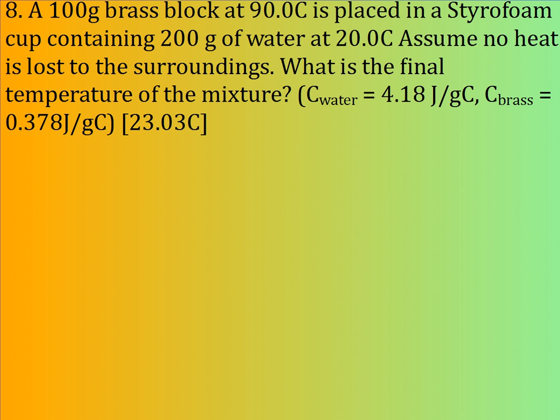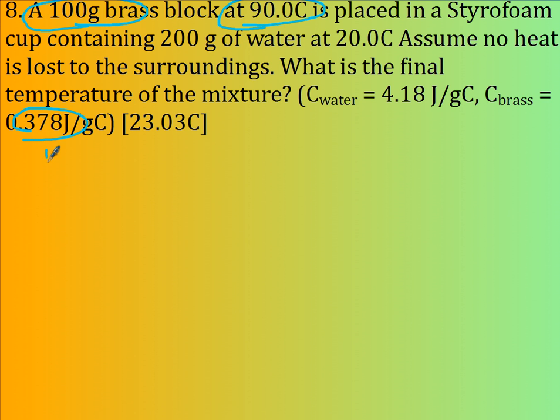Now this one's a little bit more complicated. We're looking for the final temperature of a mixture. I have a 100-gram brass block at 90 Celsius. It's put in a styrofoam container containing 200 grams of water at 20 Celsius. Assume no heat is lost to the surrounding. What's the final temperature of the mixture? Let me do this by breaking it into colors. Okay, the brass is 100 grams and it starts at 90 Celsius. Okay, and then C for the brass is right here.